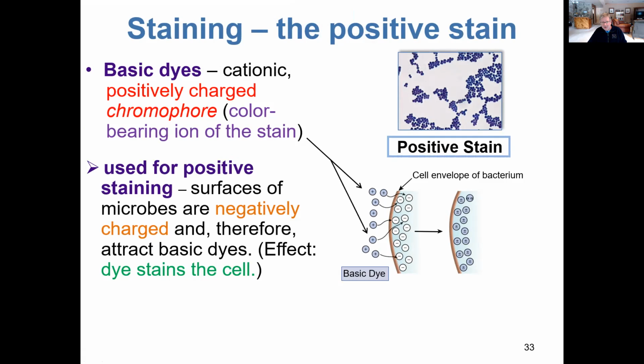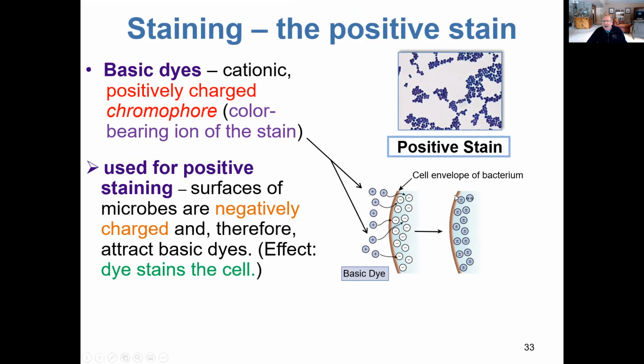And we will be employing what's called the basic dyes. There's acidic dyes and there's basic dyes. Here we're talking about basic dyes. And we're going to be describing a particular part of the dye molecule called the chromophore of the stain molecule, the chromophore. And in the case of basic dyes, their chromophores, as I've indicated here, are positively charged. They're cationic, positively charged chromophores.